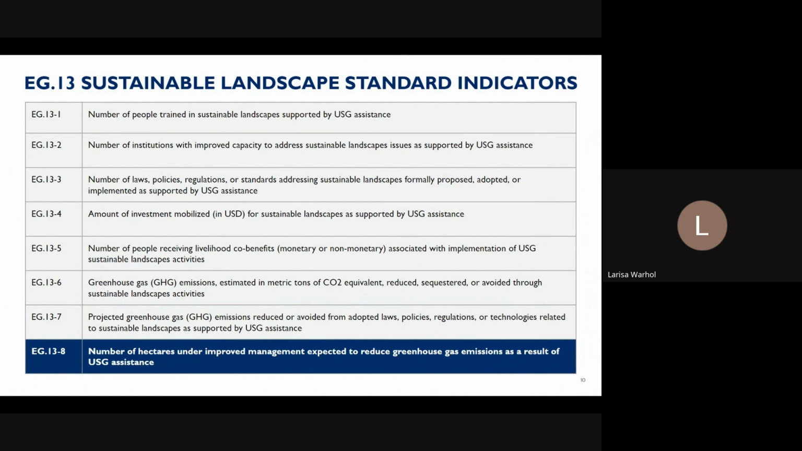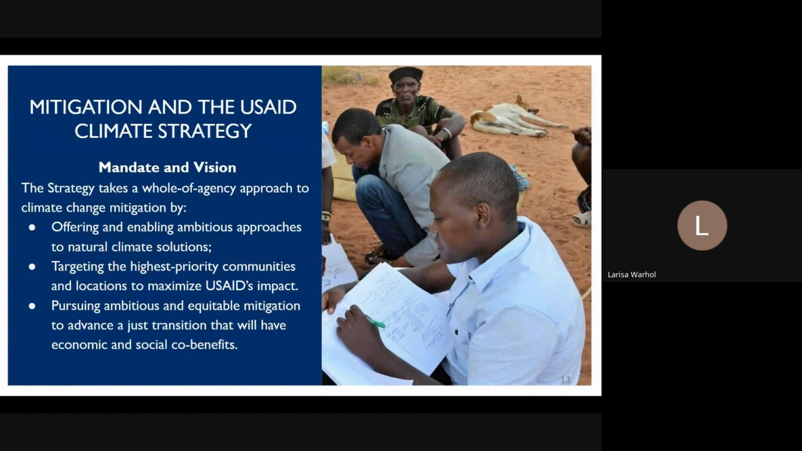These are our 8 standard indicators for EG 13 sustainable landscapes. Today, we're only going to be talking about EG 13.8. It is one of our newer indicators, and so people are getting used to reporting on it. Other indicators we're talking about in another session of the MEL Learning Series, so if you're interested in the other 7, I recommend you also watch that session. But today, we're going to be focusing just specifically on EG 13.8.